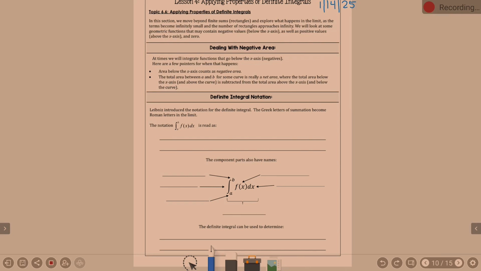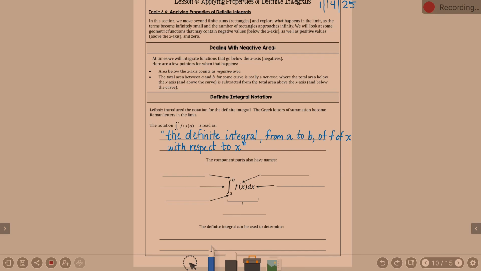And I cheated here. I filled in this page so I don't have to write it all out right now. I wrote it all out during homeroom. So the definite integral from a to b of f of x with respect to x. But we also often just say dx there at the end.